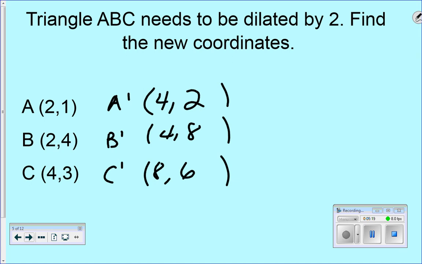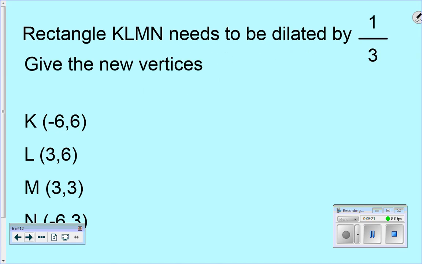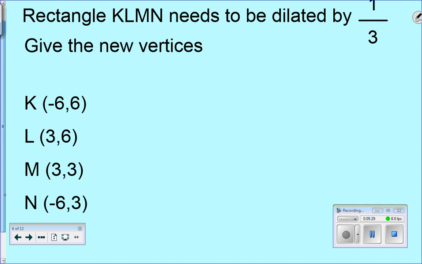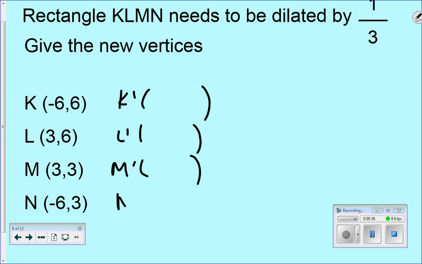Okay? So here's another example. Now this is one that you're going to dilate by a third. So if it's a third, it's going to get smaller. And you'll be able to see it in our new coordinates. So new K, new L, new M, new N. If you want to write it down, your K is good. Your scale factor is 1/3.